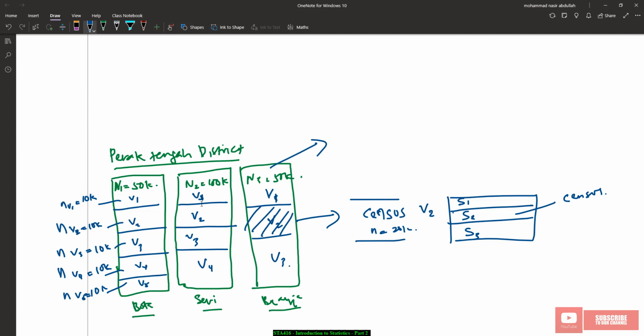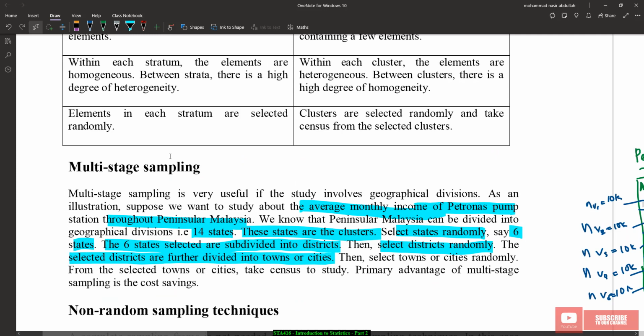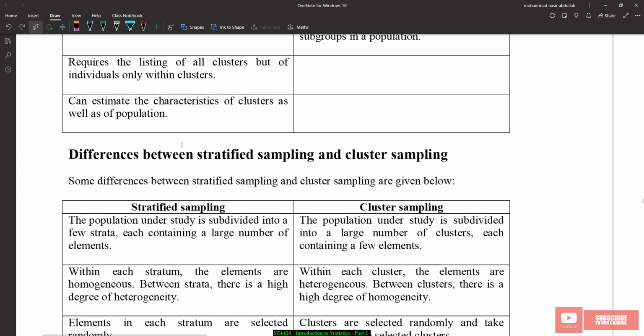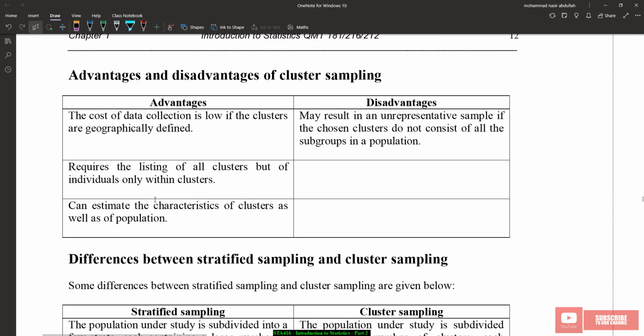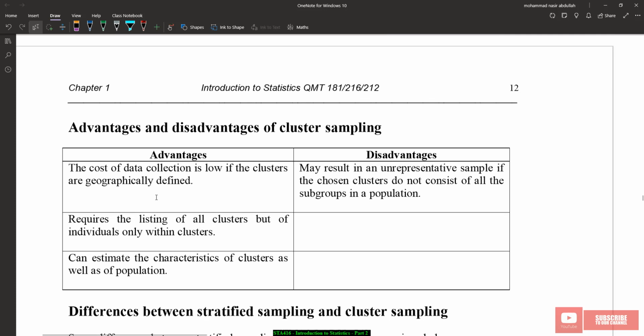Boleh faham? Do you understand? Boleh, sir. Boleh. Alright, good. So, make sure you can answer all the question nanti, right? Since you understand. So, the difference between cluster and stratified tadi I dah explain, right? And advantage and disadvantage pun kita boleh baca sendirilah.